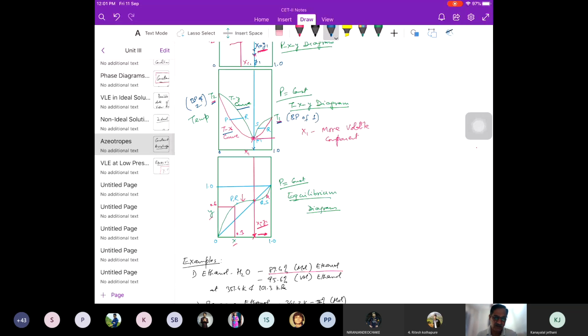It is minimum. Understand that if it is positive deviations, it is minimum boiling azeotrope. If it is negative deviation, it is maximum boiling azeotrope. That is all you need to understand. If you want to understand the reason behind it, then we have to go to advanced thermodynamics. Okay?